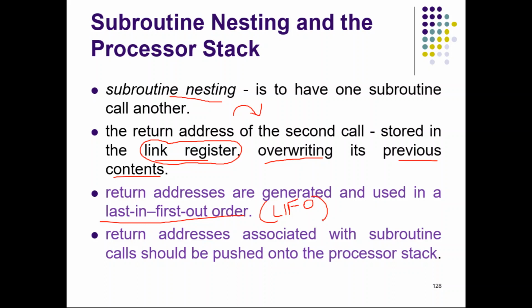Finally, subroutine 2 should return to subroutine 1, and subroutine 1 should return to the main program. If you see, this order is what order? LIFO order. Whichever subroutine is called first is the one that gets returned to last. Subroutine 1 calls 2, 2 calls 3, 3 calls 4, then from 4 it will return to 3, then 2. So here the return address is generated in LIFO order.